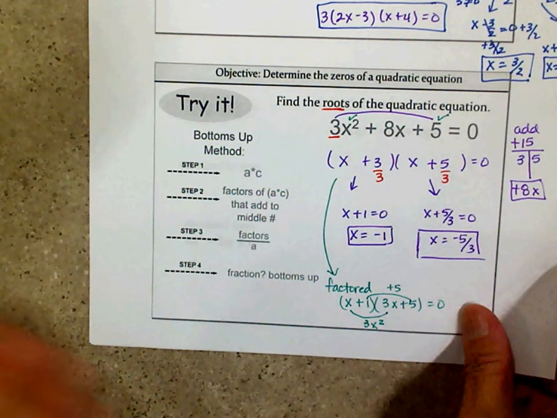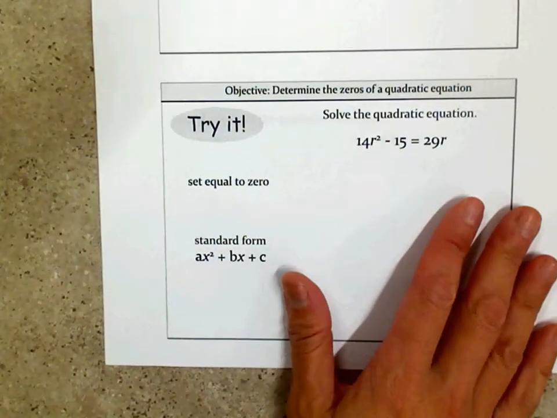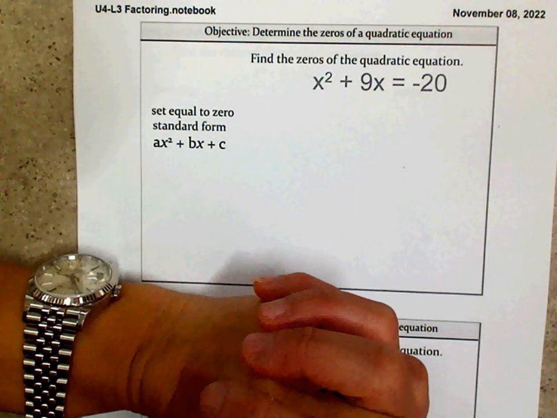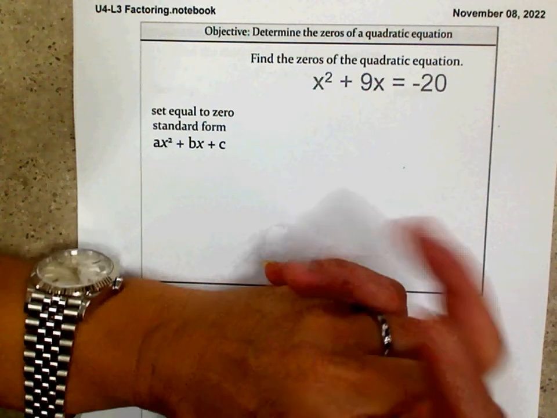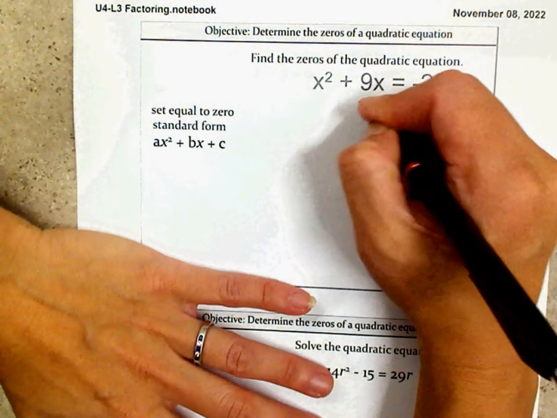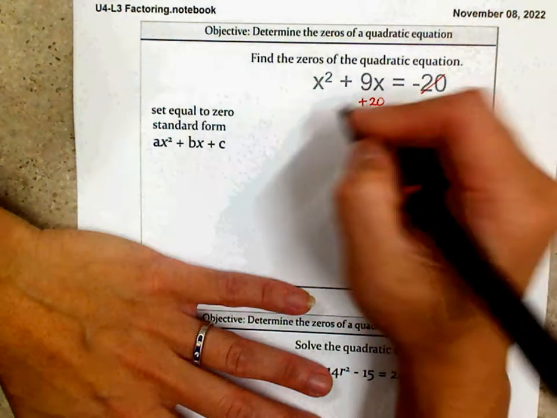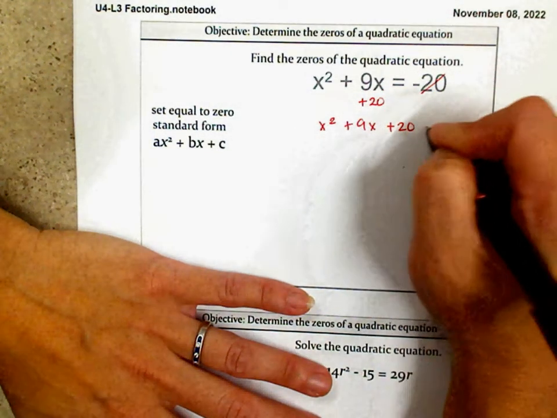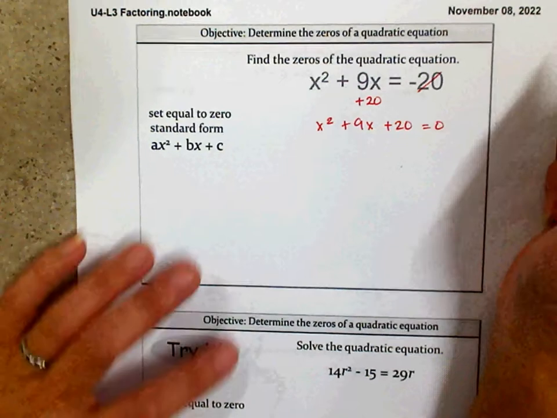All right. Take a look at the next example. What do we need to do to this one before we do anything with it? Well, it's not set equal to 0, so we need to add 20 to both sides. So now you've got x squared plus 9x plus 20. Set that equal to 0. And the question says find the zeros.